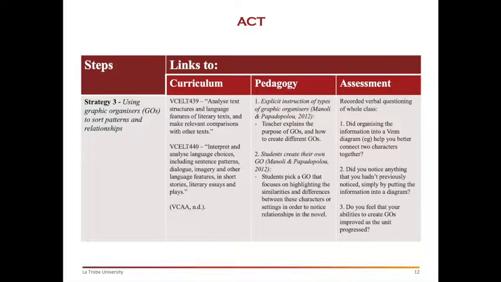I will also collect samples of student work pre, during, and post reading. This technique was also used in Manoli and Papadopoulou's studies, where the researchers were able to see the development of the student understanding at all stages throughout the narrative. So this could add to my data.